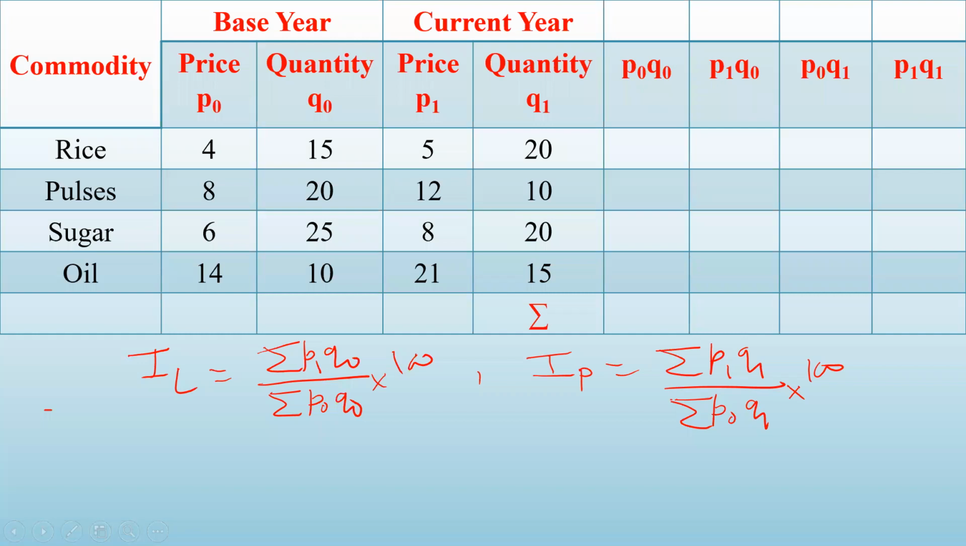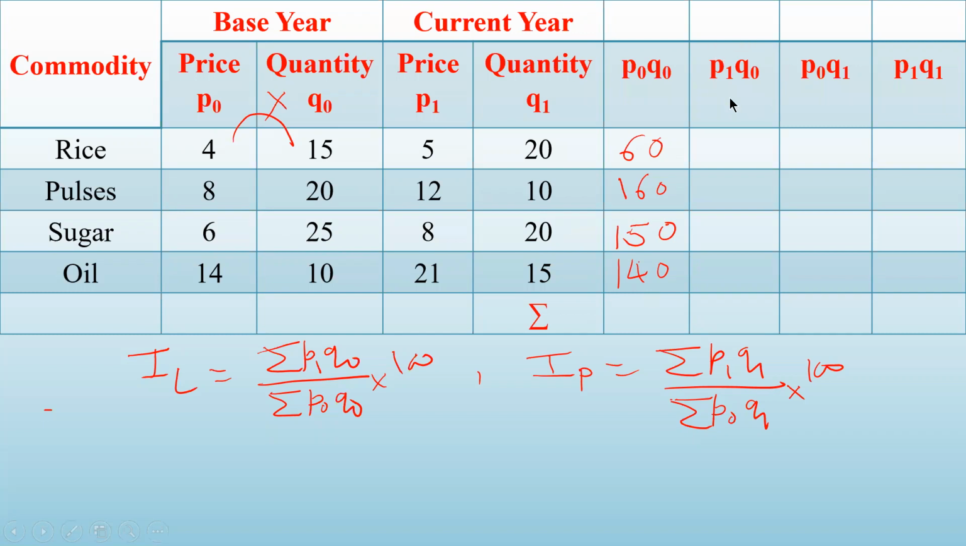Now look at here, P0 Q0. Where is the column for P0? It is here, and Q0 is here. That means I have to multiply these 2 columns, P0 and Q0. 4 into 15 will give me 60. 8 into 20, 160. In this way, you prepare this column. 6 into 25 gives me 150. And 14 into 10 will give me 140. Correct? 4 into 15, 60. 8 into 20, 160. 6 into 25, 150. And 14 into 10, 140.